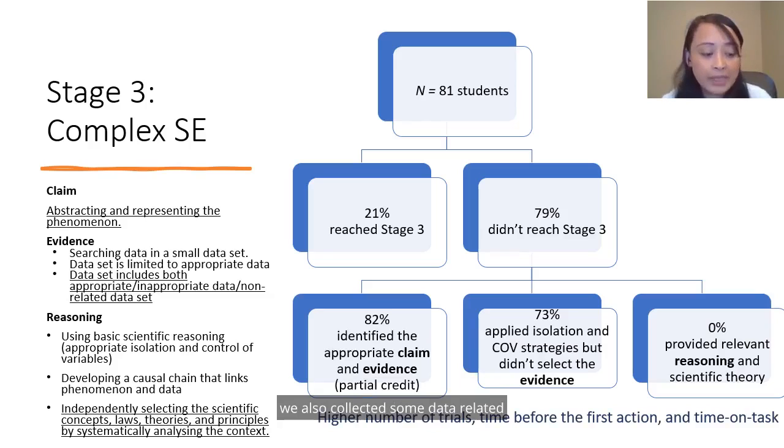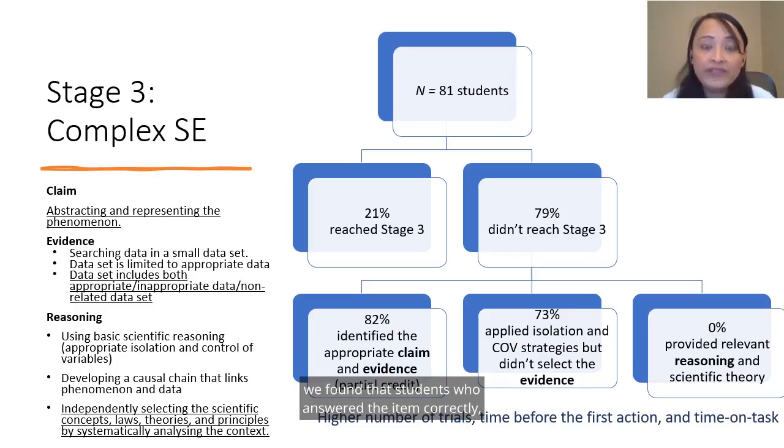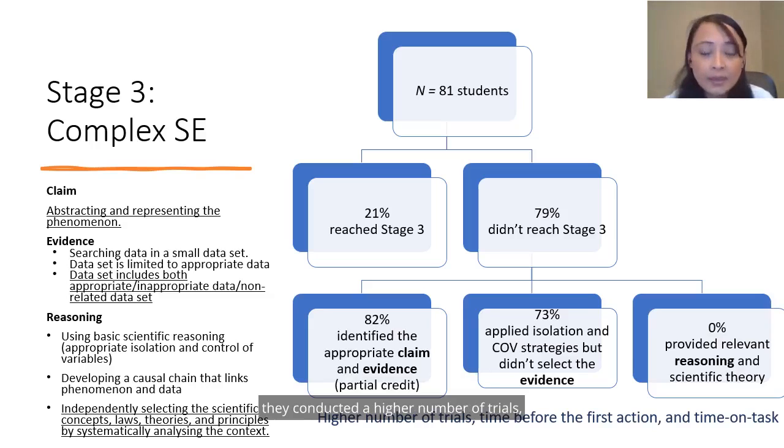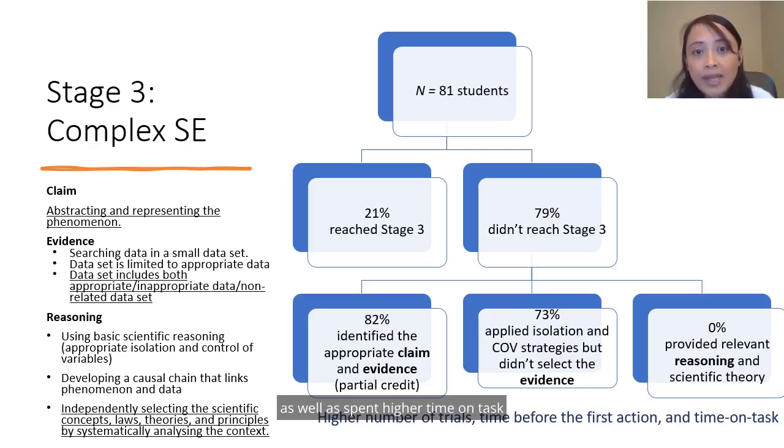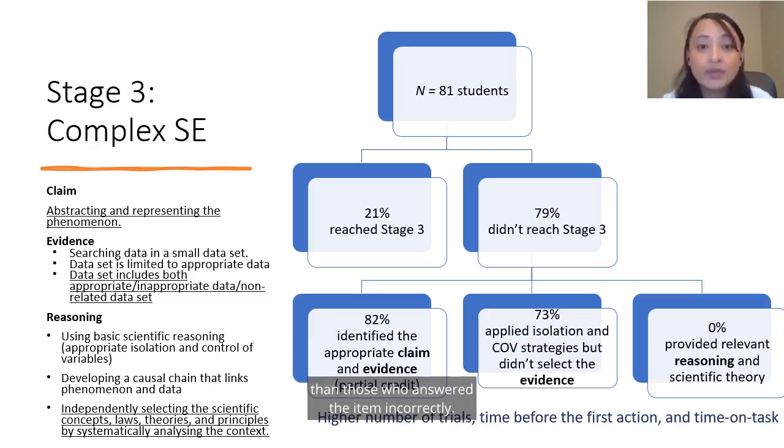In addition, we also collected some data related to students' behavioral indicators. Now, for the items that require complex scientific explanation, we found that students who answered the item correctly conducted a higher number of trials, spent more time before starting their first action, as well as spent more time on tasks than those who answered incorrectly.